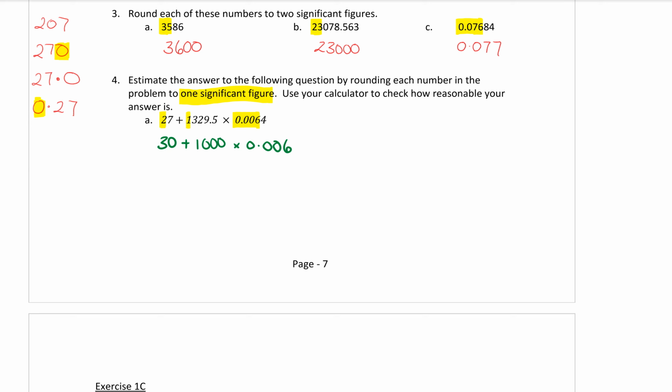Now we just want to calculate what that is equal to. And I'm happy for you to use your calculator to do that. So can you type in 30 plus 1,000 times 0.006? What do you get? 36. Yeah. Okay, that's our estimate. That whole big yucky thing we've estimated to be about 36.